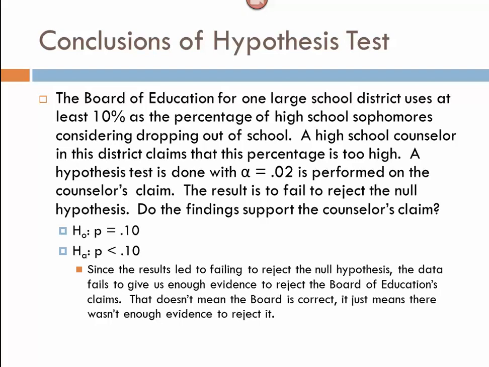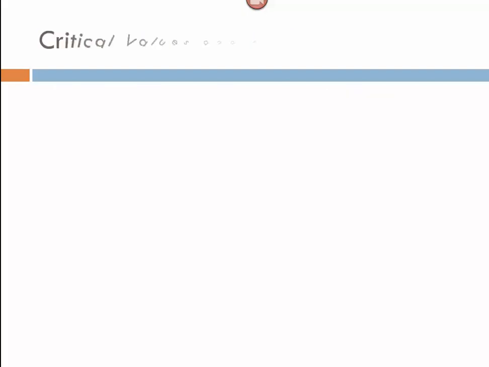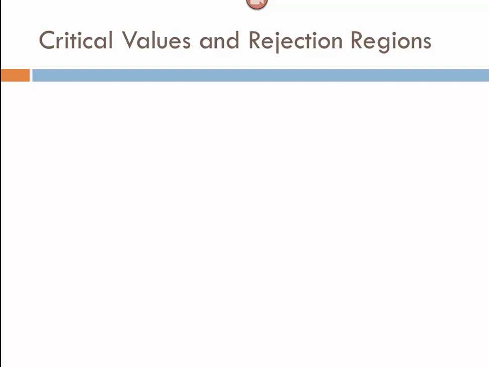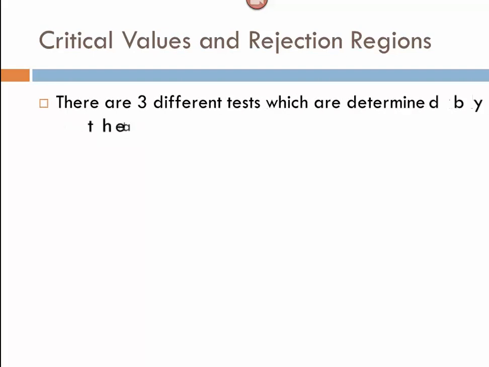So as you've seen, we basically have three different symbols that we use for the alternative hypothesis. The null hypothesis is where our equals goes, and then the alternative is either less than, greater than, or simply not equal to. These three different symbols that we can choose for the alternative hypothesis lead us to three different tests, which are determined by our alternative hypothesis.